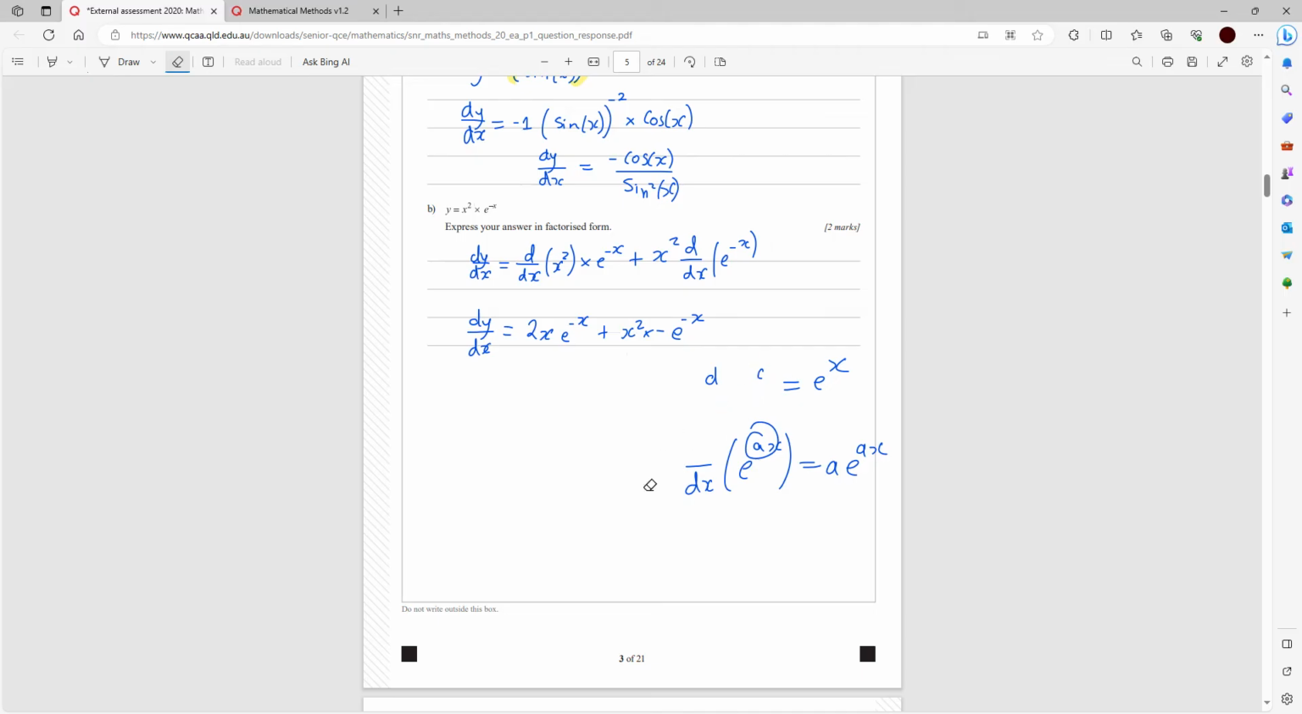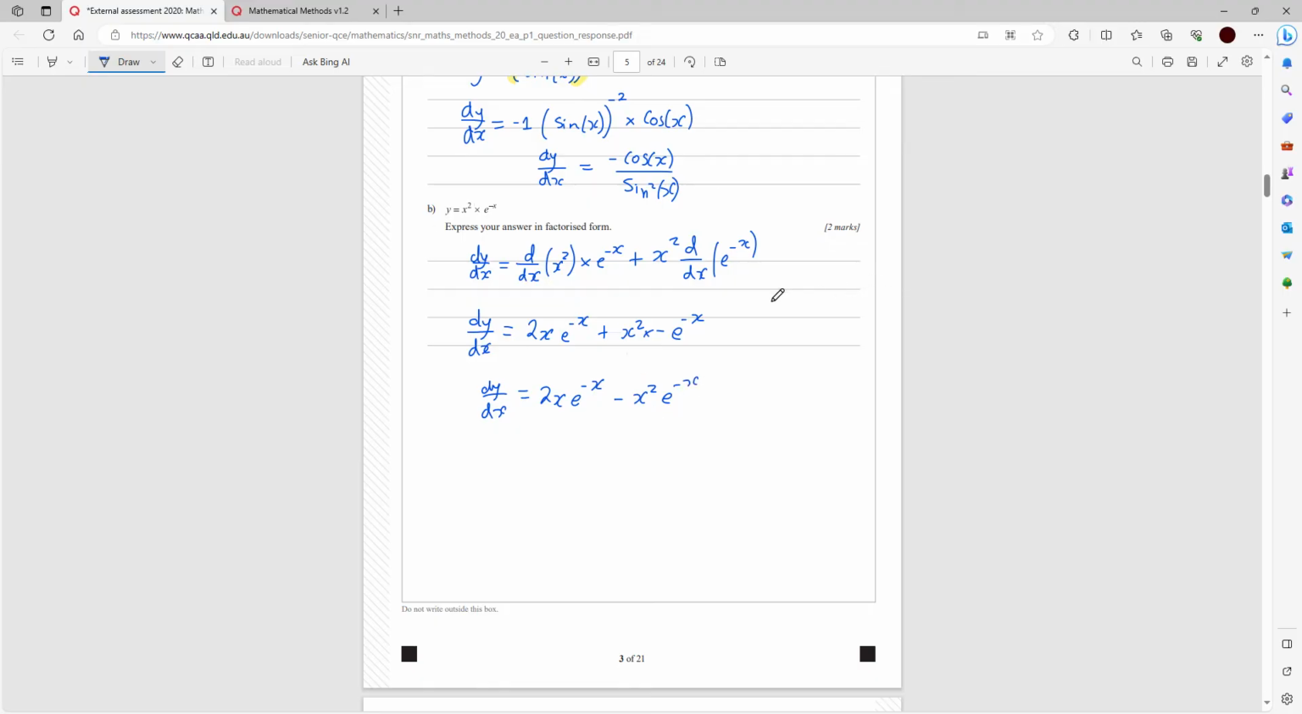If you're not sure on that one, just leave something in the comments and I'll probably explain that a bit better if you want more detail, but that's pretty much the gist of it. So we can rewrite it like this. dy/dx is 2x e to the -x, minus, because it's multiplication, minus x squared e to the -x.